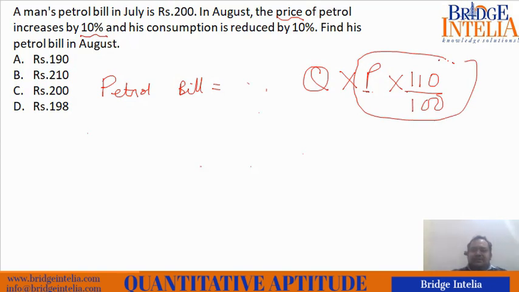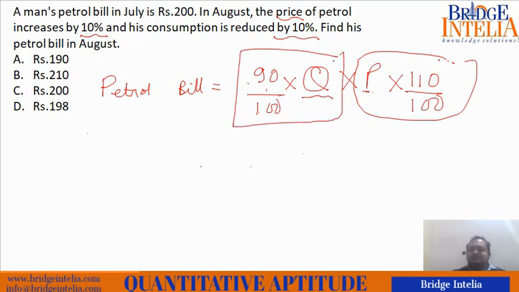Similarly, consumption is reduced by 10%. So consumption means what? Quantity that you are buying. So consumption is reducing by 10%. That means the quantity that you are now buying would be this much. Q was the original quantity, whereas the new quantity is this much. Fine. Now, petrol bill was 200. It means Q into P. Q into P was the original petrol bill. So this was equal to 200.